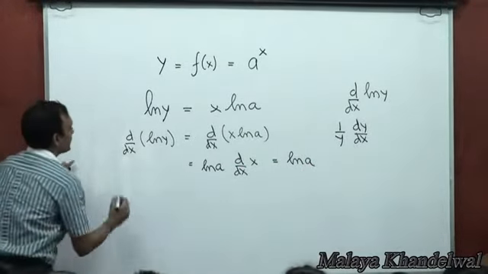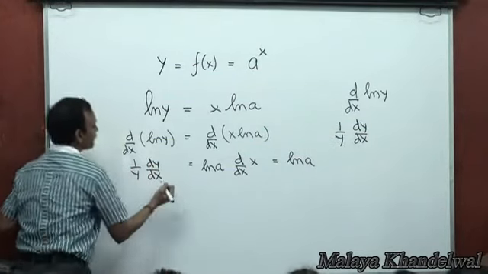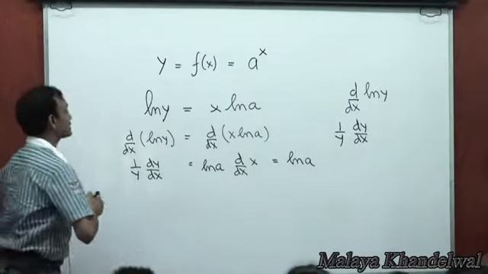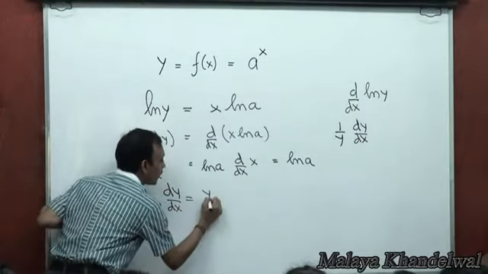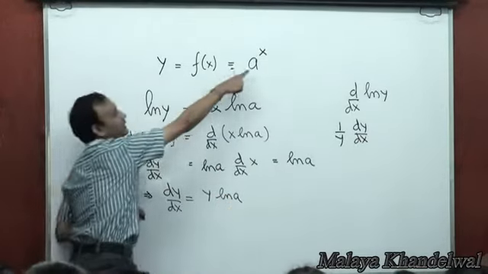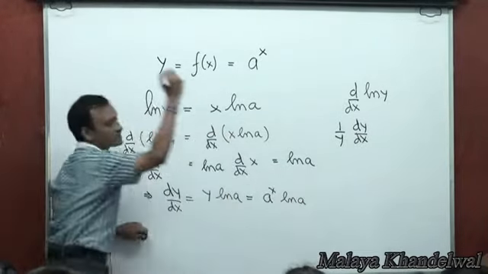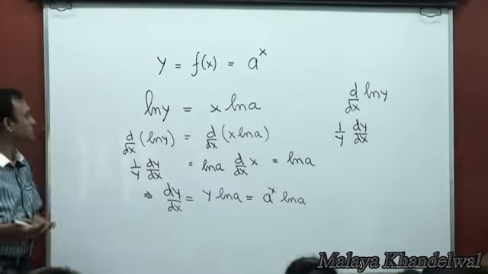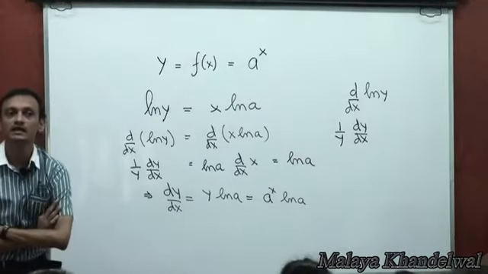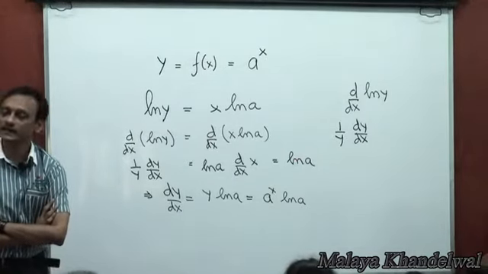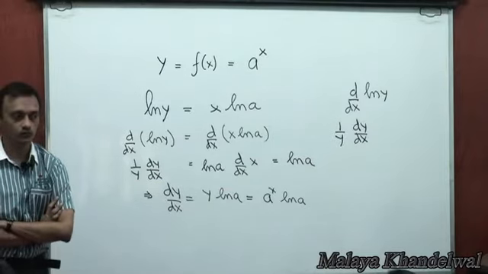right? And then the left hand side is 1 by y dy dx. d/dx of ln y is 1 by y dy dx, leading to dy dx equal to y ln a. But what's y? A power x. So that makes it a power x ln a. Right? So d/dx of a power x is a power x ln a. Yeah, anything else from the previous class? No?